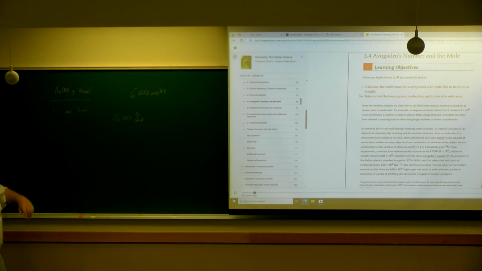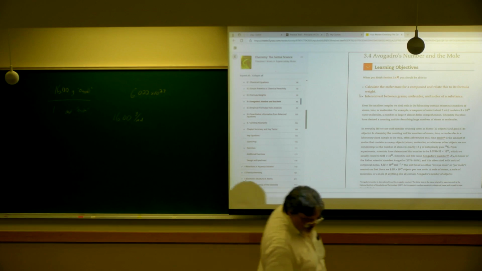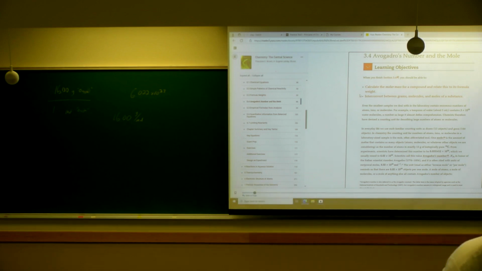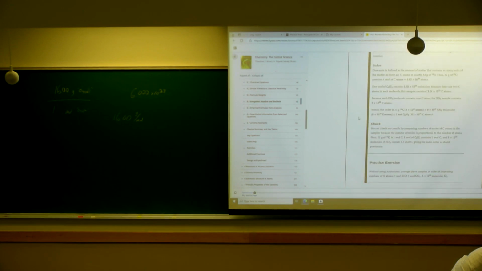That's generally all we need to do what we need to do, because then we can walk up to a scale and put a certain number of grams in there, and then we know how many atoms we have. But where the rubber hits the road, I'm starting in section 3.4 here. I felt like I had to say something about what the mole is.